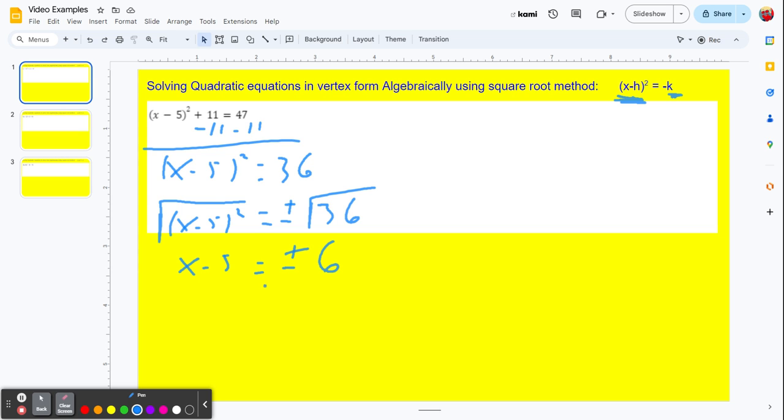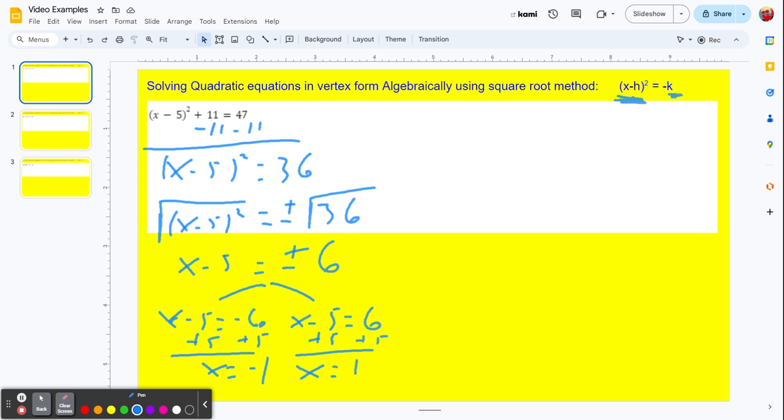So we're going to write two equations. We're going to say x minus 5 equals negative 6. And then we're going to also say that x minus 5 equals positive 6. All right, now we solve those equations by adding 5 to both sides. So we're going to get x equals negative 1. Do it to the other one as well, x plus 5, and we're going to get x equals 11.